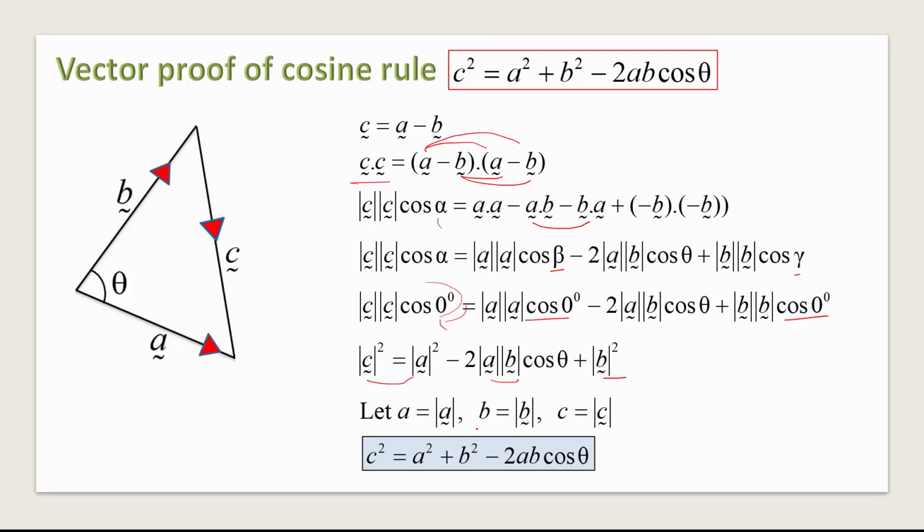There's a neat, relatively short and direct way of deriving the cosine rule using vector properties. Your challenge is to find a similar sort of proof, or other sort of proof, using vector properties for the sine rule. And let me know in the comments how you go.